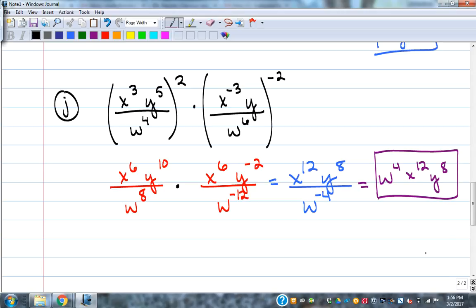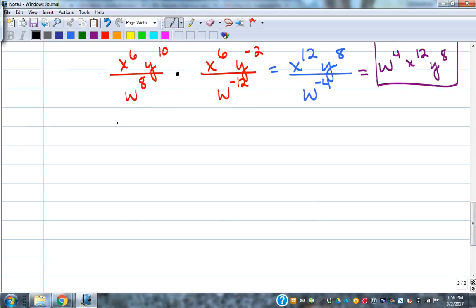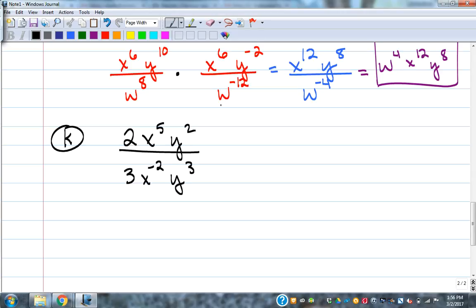All right. Let's get another one here. A couple more for this section, and then we'll go to the fun one. So we have 2 x to the 5th, y to the 2nd, over 3 x to the negative 2, y to the positive 3, all to the negative 2 power. Whew. This is pretty difficult. Even though it's just one fraction, there's a lot going on.